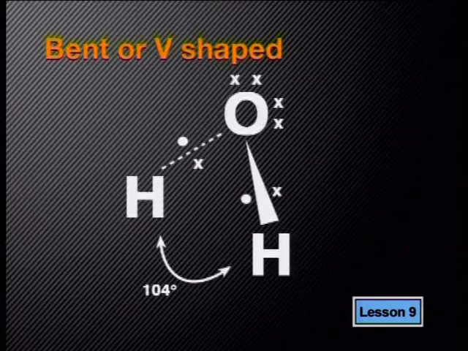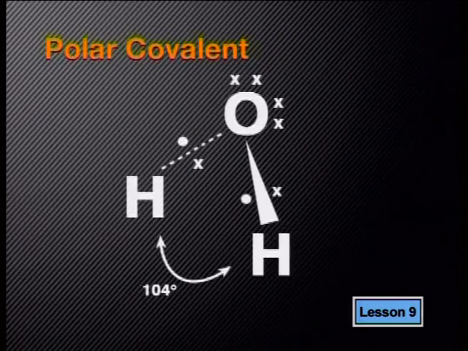The electron distribution is also not even over this shape. The hydrogen-oxygen bond is polar covalent, so the hydrogen end is positively charged and the oxygen end is negatively charged. So water is a polar molecule. In both ammonia and water, we have had only single covalent bonds. Now let's see how we can predict the shape of molecules with multiple bonds.